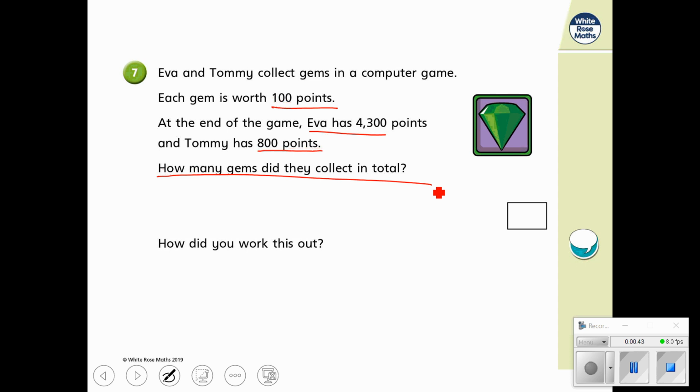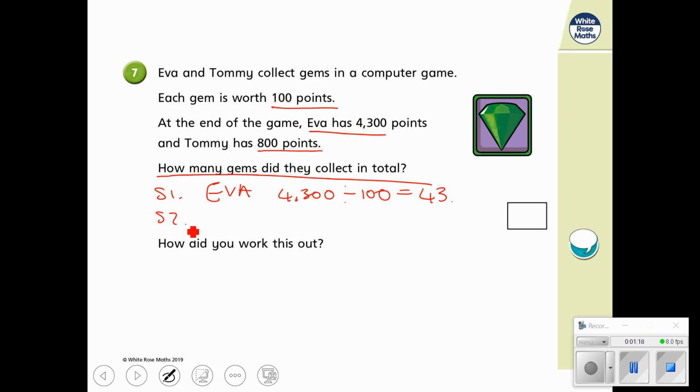There's my question. Okay, so looking at that question, I think the first thing I'm going to do is find out how many gems Eva won and how many gems Tommy has won, and then I can work out how many they've got in total. So I could do this as a 3-step problem. So step 1, Eva. Eva has got 4,300 points. To find out how many gems she won, I'm going to divide by 100, which means she's got 43 gems.